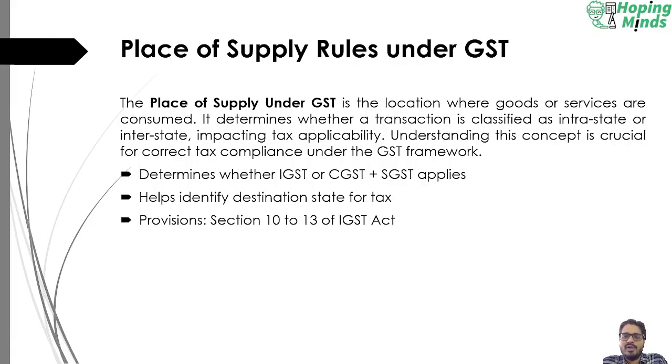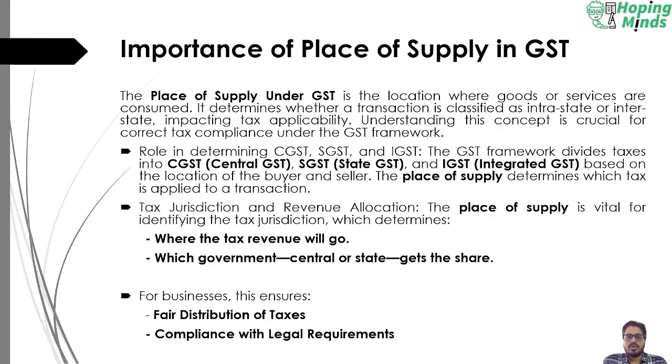So the place of supply rule helps in determining whether IGST or CGST plus SGST is to be charged. It helps to identify the destination state for tax distribution, and the provisions are section 10 to 13 of the IGST Act that contains the place of supply rules. So the concept of place of supply under GST is fundamental to ensure accurate taxation and compliances. It determines whether a transaction attracts CGST, SGST or IGST, directly impacting the tax jurisdiction and revenue distribution among the states.